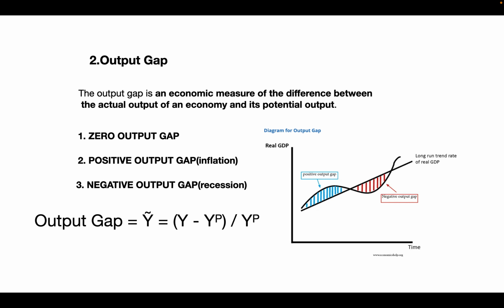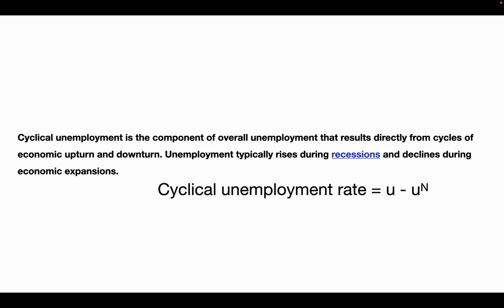Here's the formula for the output gap, which is real GDP minus potential GDP, over potential GDP. Here's another concept, which is cyclical unemployment. This is a component of overall unemployment that results directly from cycles of economic upturn and downturn. Unemployment typically rises during recessions and declines during economic expansion. Here's the formula for that, which is U minus UN.